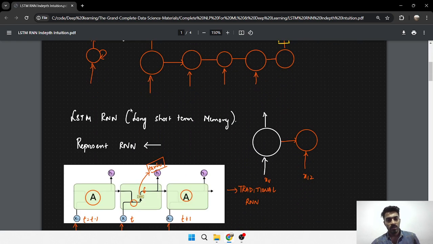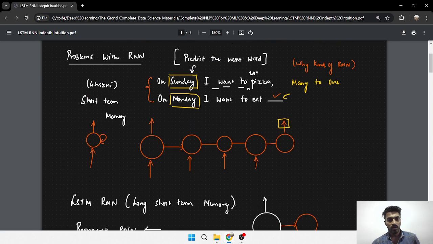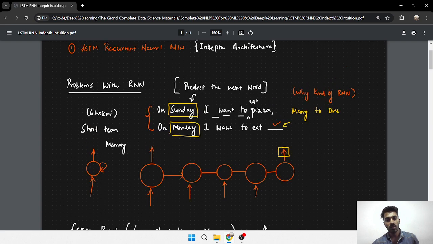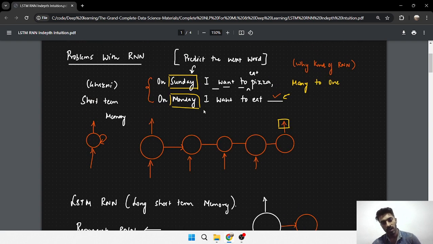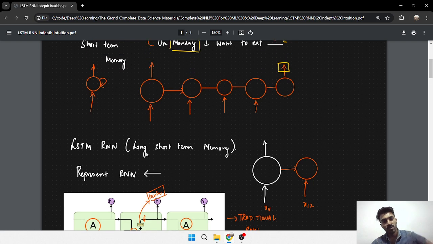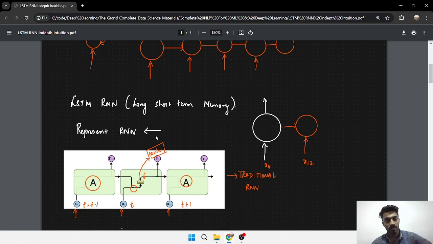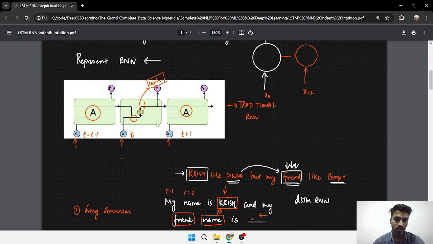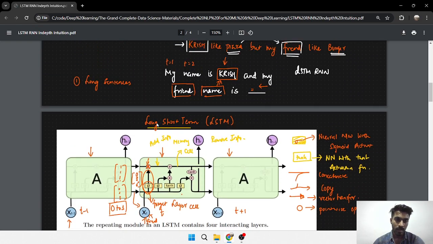We have already discussed how RNN works. The problem with RNN is, suppose in the first sentence we say, on Sunday I want pizza, but on Monday I want to eat something. RNN can't capture it. That's the problem in RNN. This problem is solved by LSTM RNN, because it is able to remember long term dependency. So how is it able to remember it? Let's discuss it.